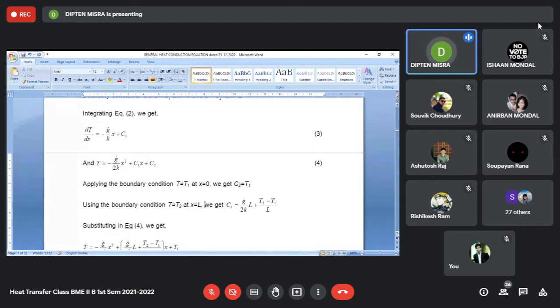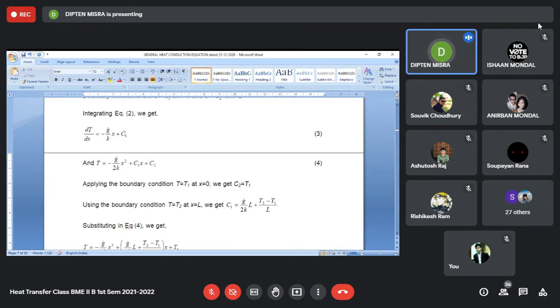So whatever be the heat flux, which we can obtain by taking a derivative of this thing, the derivative of temperature is equal to minus g dot by k into x plus c1. And as we have seen, the value of c1 is a constant. So del T del x is equal to some function of x plus a constant. So dT dx does not change along y and z.